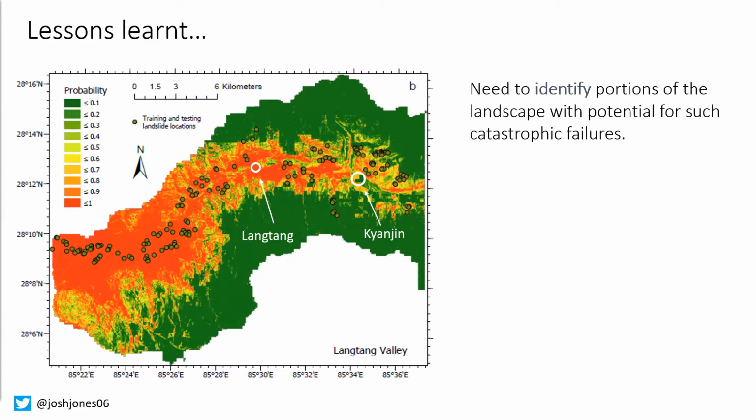Now, these maps essentially show which parts of a landscape are most likely to experience a future landslide based on landslides that have occurred in the past. And once these regions are identified, we can then begin to think about avoiding the hazard. Now, avoiding the hazard is actually very, very difficult.